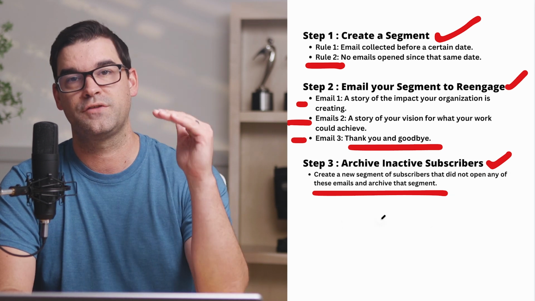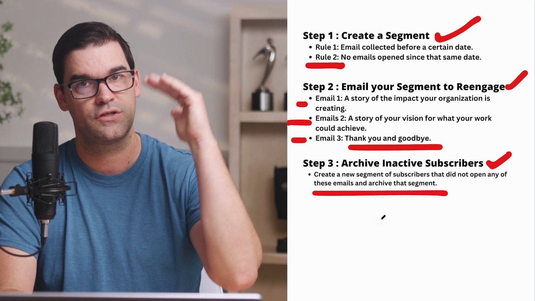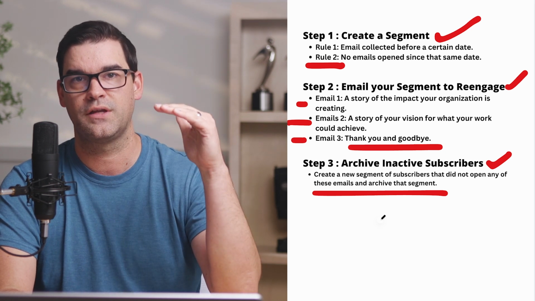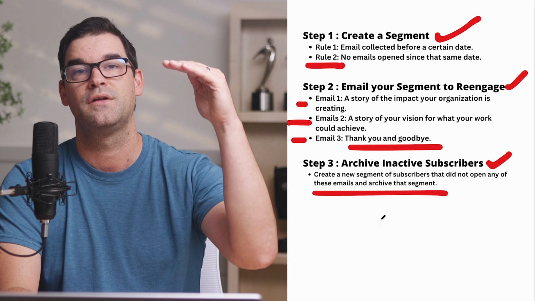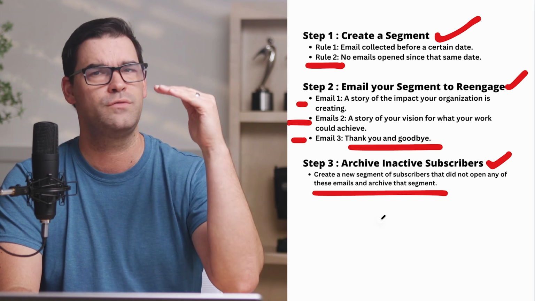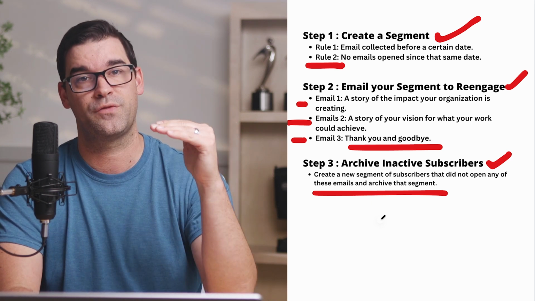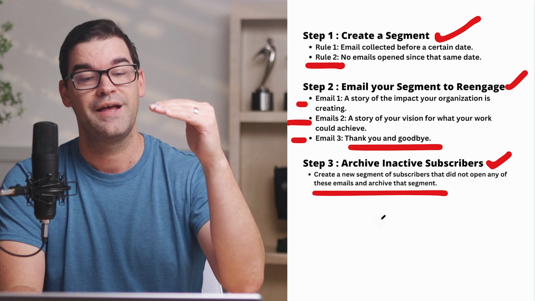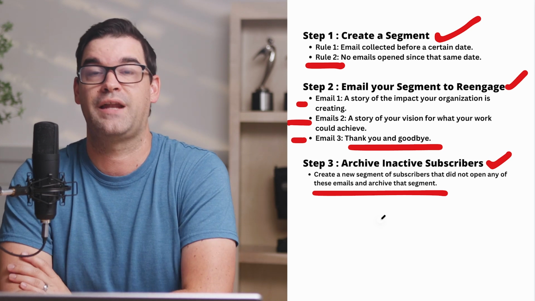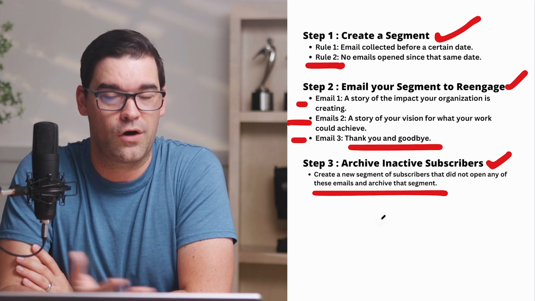There's no way you're getting email 2 if you opened email 1. So we can just keep the same segment and just keep going. Who did not open email 1? I will send them email 2. Who didn't open email 2? I will send them email 3. Who didn't open email 3? Those are the people that I'm going to label as inactive, and I will archive them.